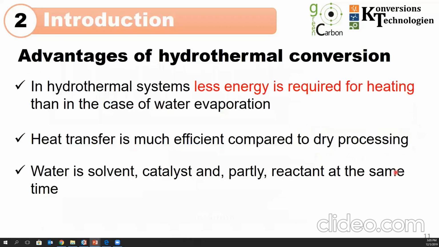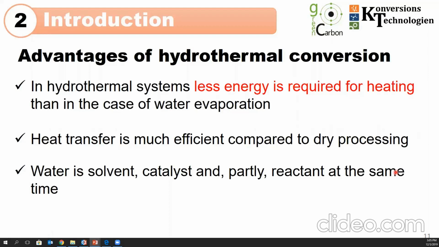So what are the advantages of hydrothermal conversion? First of all, in a hydrothermal system, less energy is required for heating of water when we want to dry our biomass, in this case wet biomass, which contains a lot of moisture.